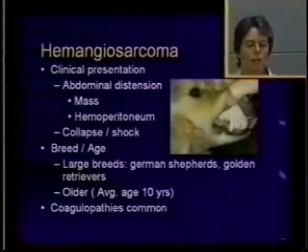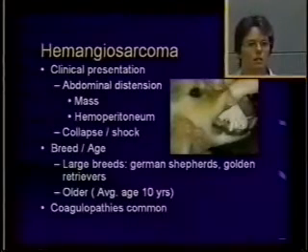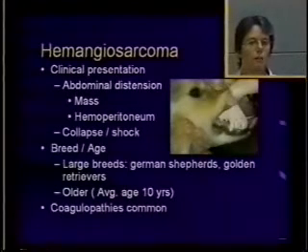We see it most commonly in large breed dogs. German Shepherds and Golden Retrievers seem to have a higher prevalence or a higher incidence than many other breeds, and it does tend to be a tumor that we see in older animals. The average age is around 10 years of age. One thing to keep in mind with these dogs is that some kind of a coagulopathy is very common, and that'll be important when we start talking about how we go about treating these animals.